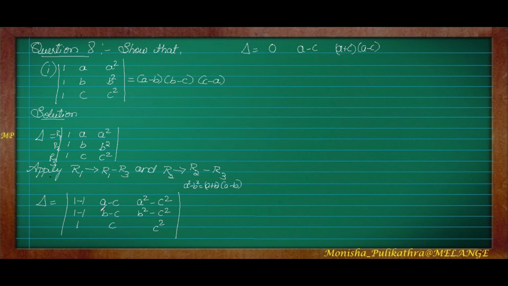Again here in the second row, 1 minus 1 is 0. B minus C I will write as it is, and here again B plus C, B minus C, because this also I can expand with the same formula. The last row I write as it is.